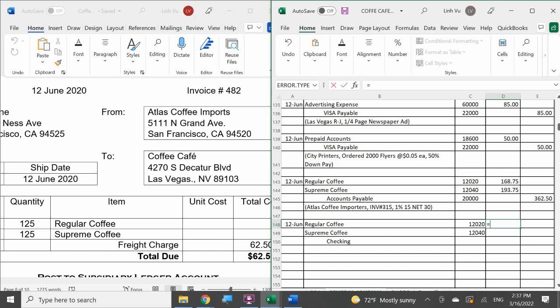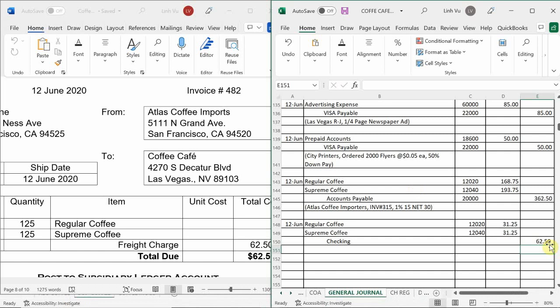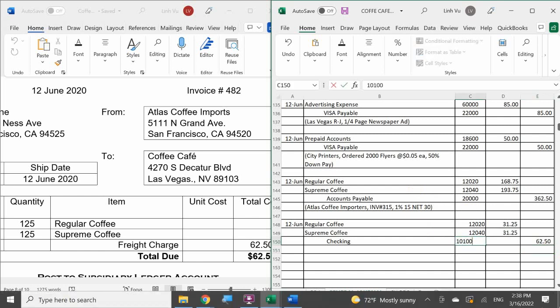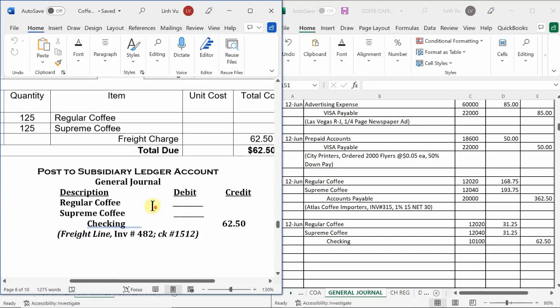So how much am I going to distribute the freight for the regular coffee? I got 31 and 25 cents. Good. And that should give you a total of $62.50. All right, and my checking account was $10,100. So I need to cut a check because I don't have any cash available on me.